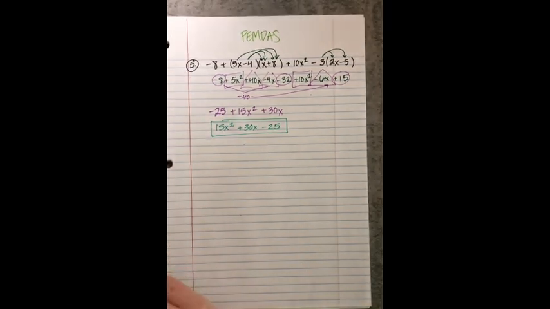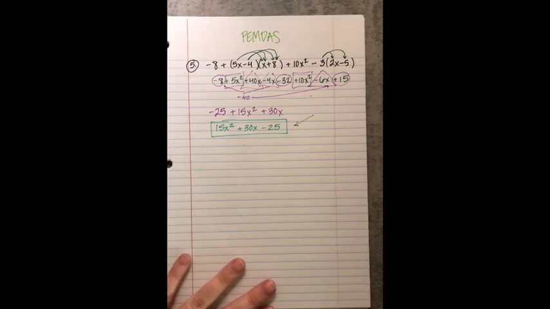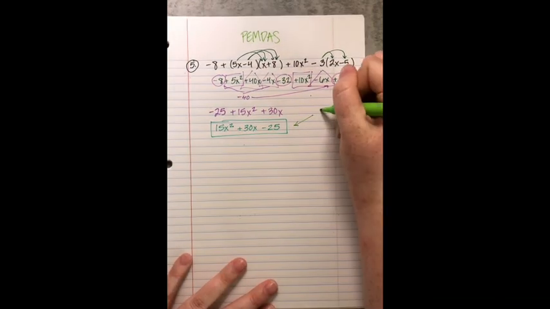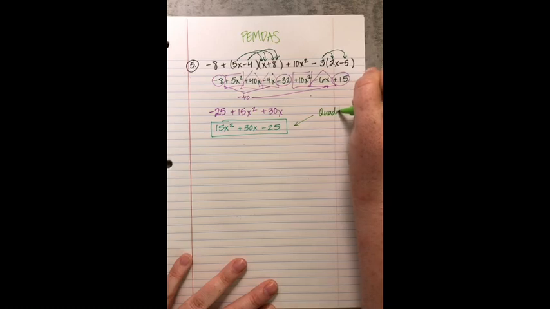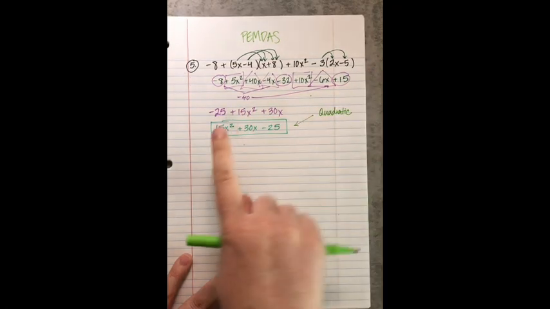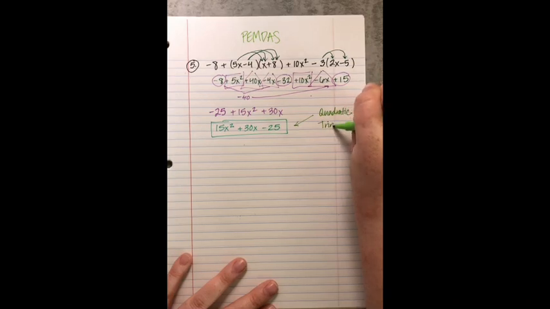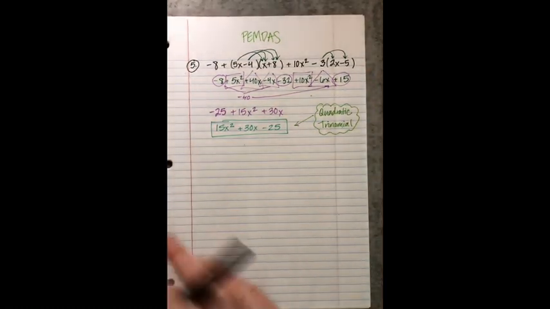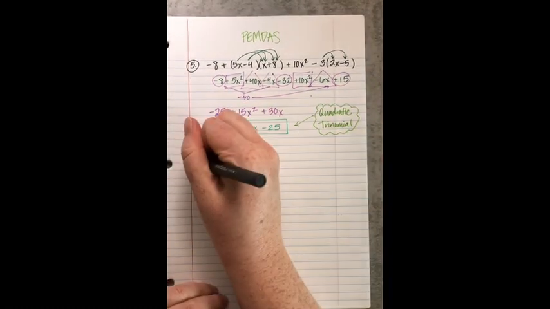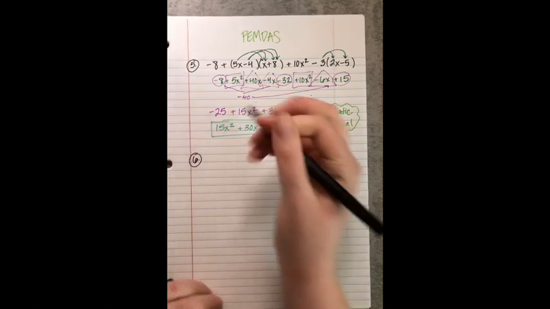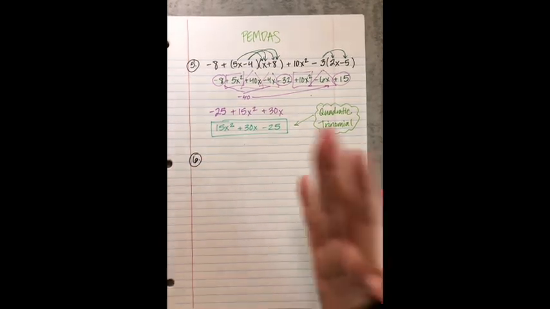Okay, let's see if you can name it. What's its name? Degree is 2, so it's quadratic. How many terms? 1, 2, 3. Trinomial. Quadratic trinomial. Okay, last one. Go big or go home. This is the last problem of our notes this year.